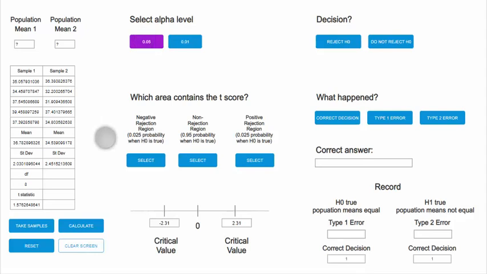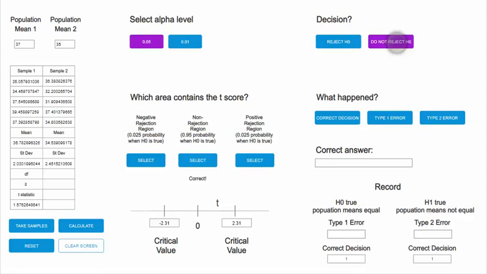Now the t-score is 1.57. It's between the critical values, which is non-rejection. Here's my t-score. So since I'm in the non-rejection region, I don't reject the null hypothesis, which means I'm giving the null hypothesis the benefit of the doubt. I'm just assuming that the population means are equal and that there's no difference.